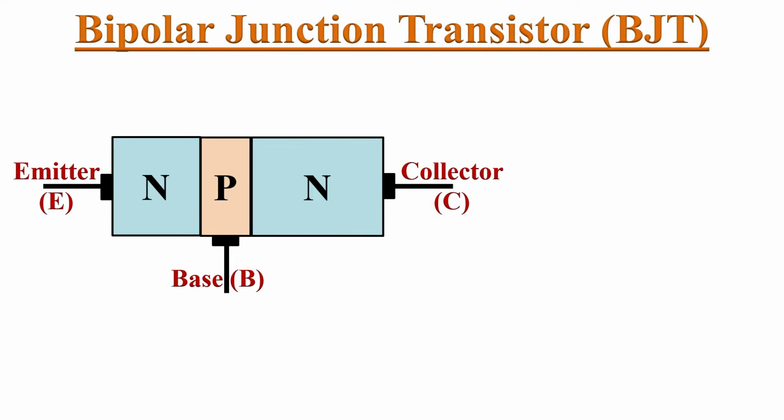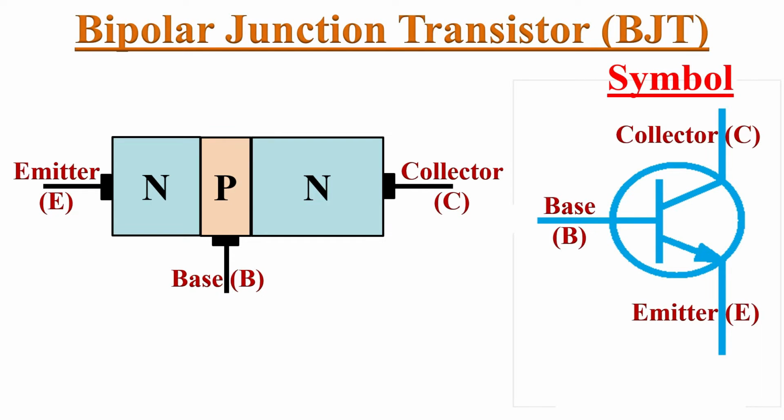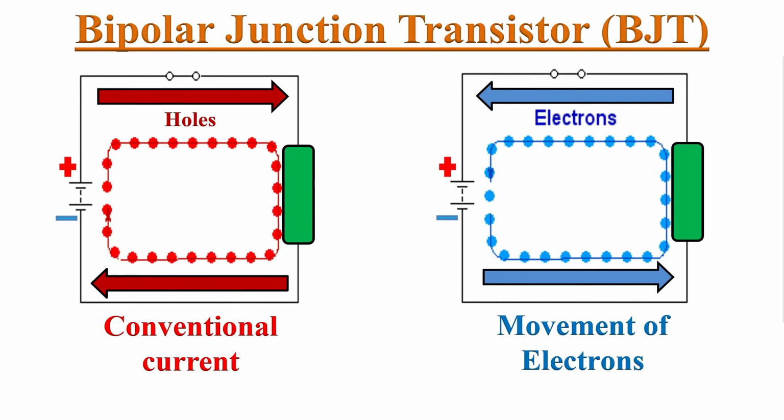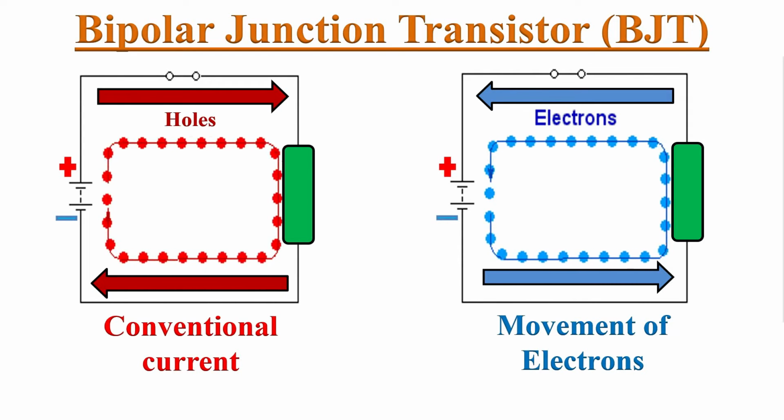There are two types of transistors. First one, the NPN transistor. Two N-type semiconductors are separated by a P-type semiconductor. NPN transistors are represented with this symbol. The arrowhead is always at the emitter, which indicates the direction of conventional current flow. The term bipolar indicates that both electrons and holes contribute to the flow of current.